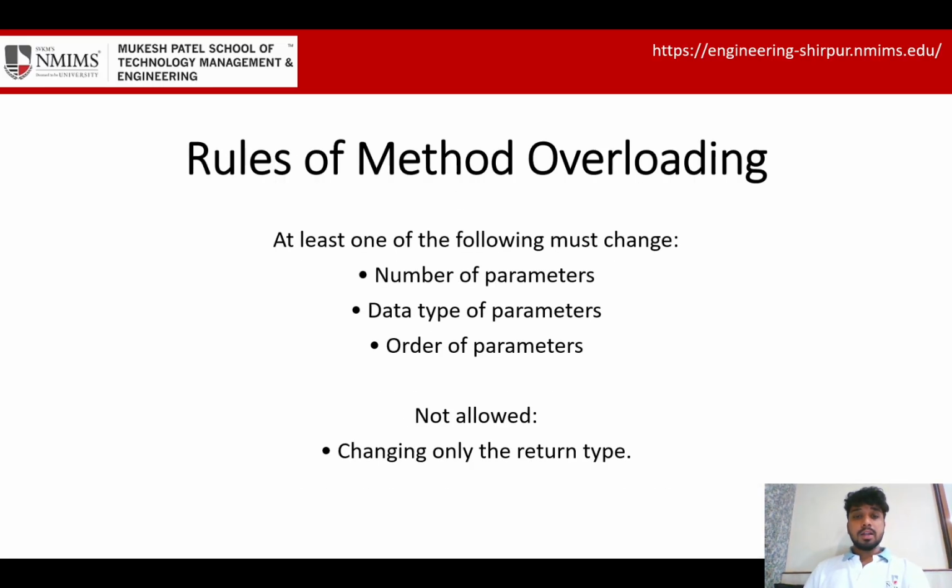Now we will see the rules of method overloading. At least one of the following must change in method overloading. First, the number of parameters. Second, the data type of parameters. Then, the order of parameters. What is not allowed in method overloading? Changing only the return type is not allowed, as it creates chances of errors in the program.